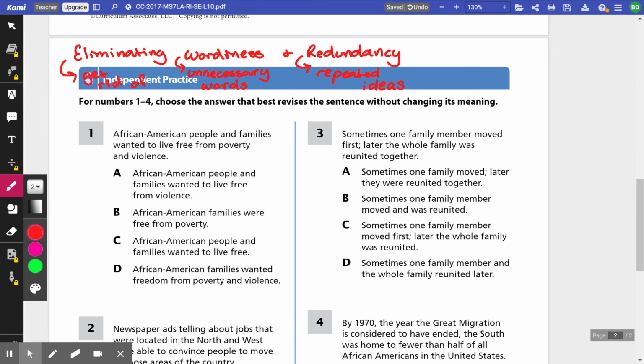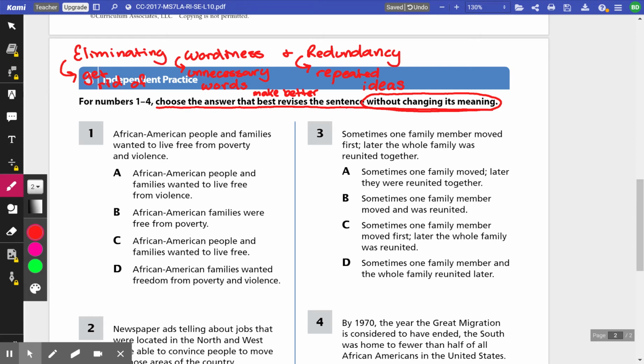So let's go ahead and look at our directions for our independent practice. It says for numbers 1 through 4, choose the answer that best revises the sentence without changing its meaning. So this part of the sentence is key. We know if you revise something, you're trying to fix it to make it better, right? You're changing it in some way. So we're trying to make these sentences better by eliminating wordiness and redundancy.